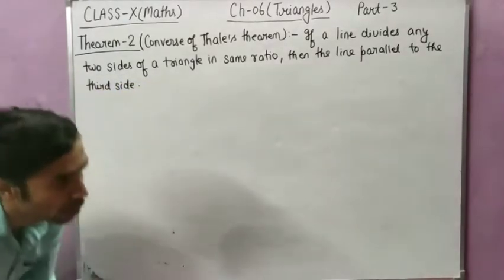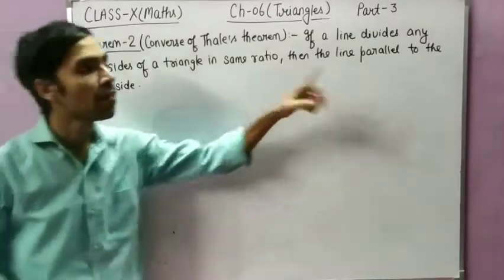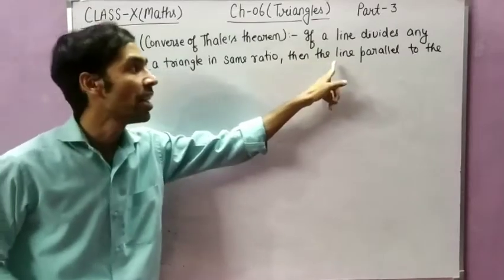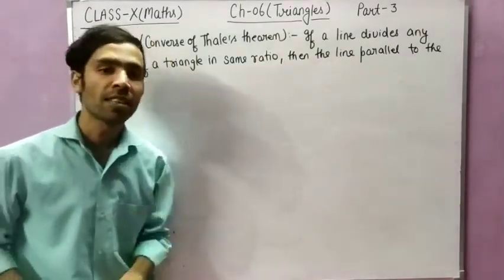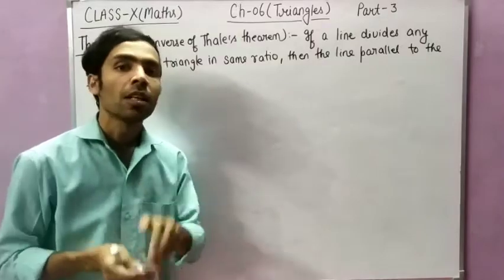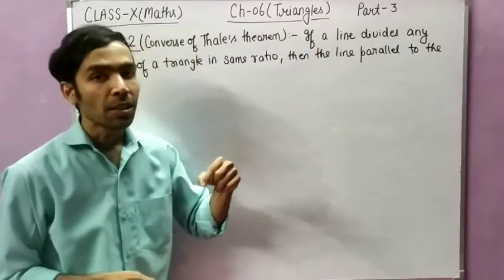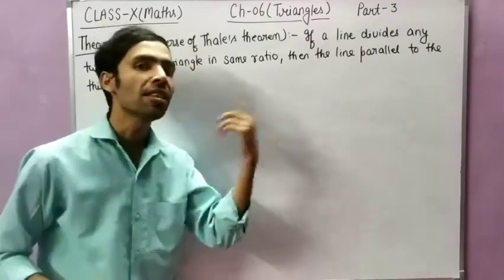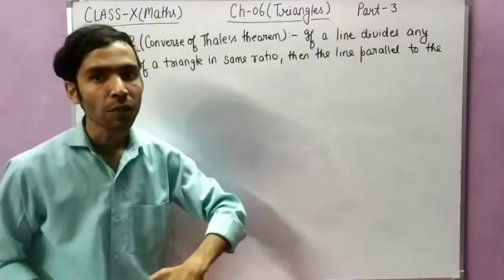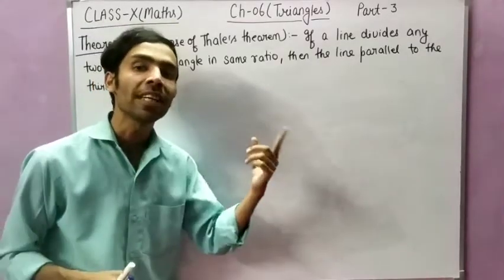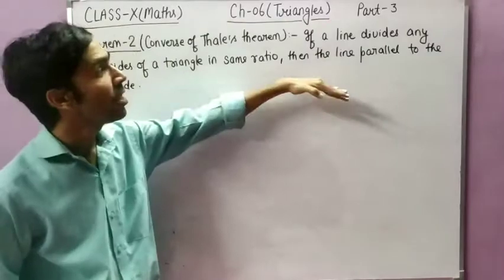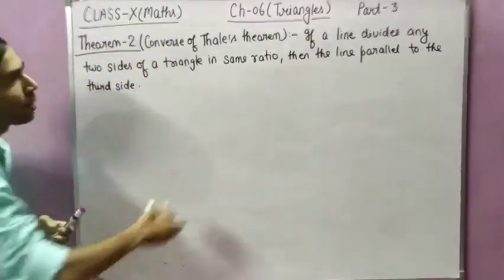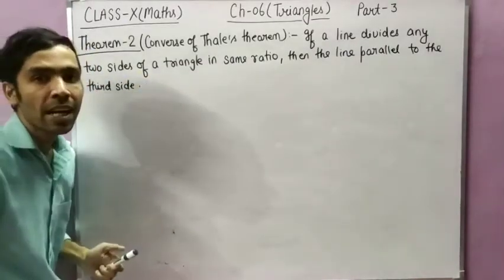So what is the statement of the converse of Thales theorem? If a line divides any two sides of a triangle in the same ratio, then we have to prove that the line is parallel to the third side. Whatever was given in Thales theorem, that should be proved in the converse of Thales theorem, and whatever we proved in Thales theorem is given in this converse.